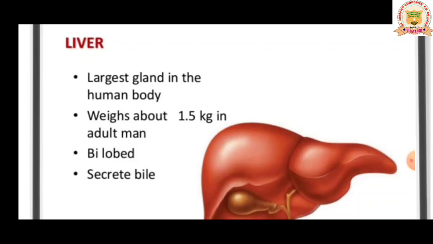In addition, the quadrate lobe and caudate lobe are present. So as I said, it is bilobed. We call them the right and left lobes. The right lobe is slightly larger than the left one, and in addition it has a quadrate and caudate lobe. The liver secretes bile, which is stored in the gallbladder.